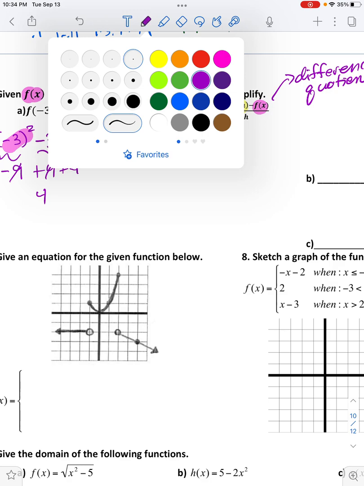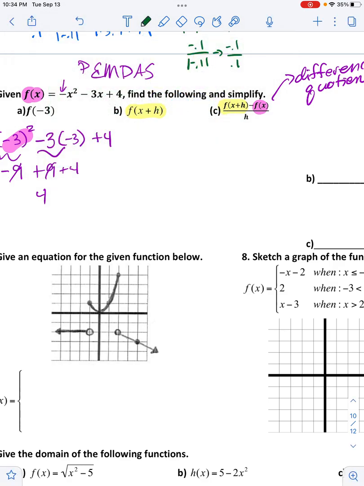So let's start with the f of x plus h. So I go to my function, and every place that there was an x, I have to put x plus h and do to it whatever was happening to that x.